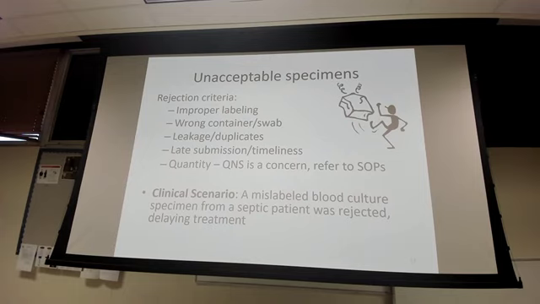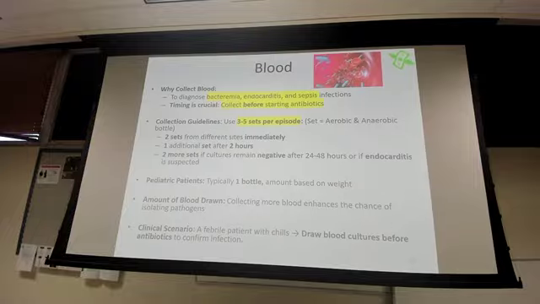That was weird. But yeah, so unacceptable specimens: improper labeling, wrong container, swab leaking, late submissions, and quantity not sufficient. Okay, blood. You know we love to talk about blood in lab, right? While we collect it, we're looking to diagnose bacteremia, endocarditis, or sepsis, and timing is crucial. Make sure you're getting that blood to us before giving them antibiotics, okay?